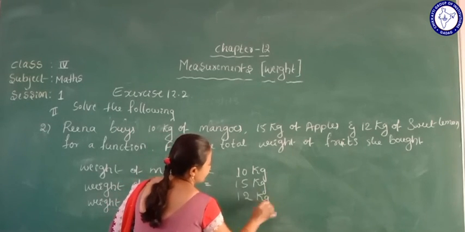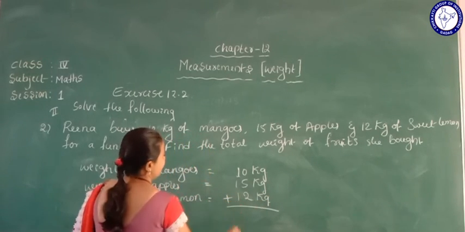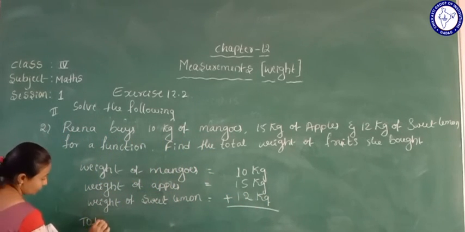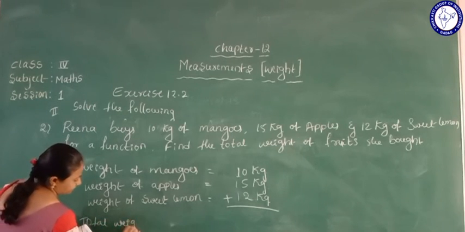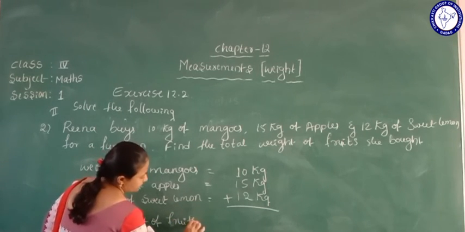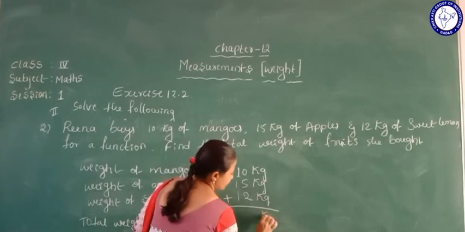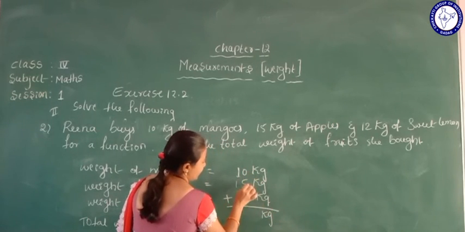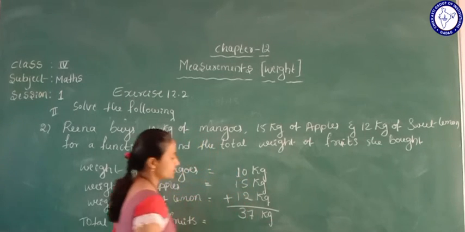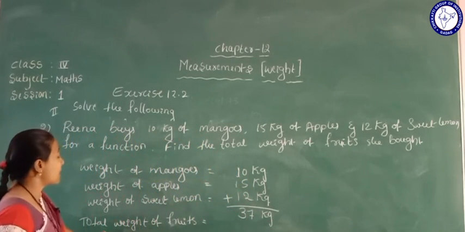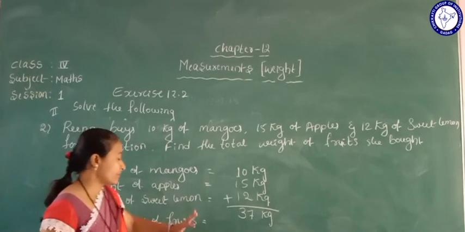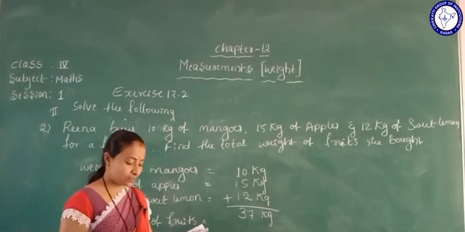Yes. So what will we find? Total weight of fruits is equal to kg. Okay. 0 plus 5, 5 plus 2 is 7, 1, 2, 3. It means 37 kg. Totally Reena buys 37 kg of fruits. Understood this one? Yes, students.